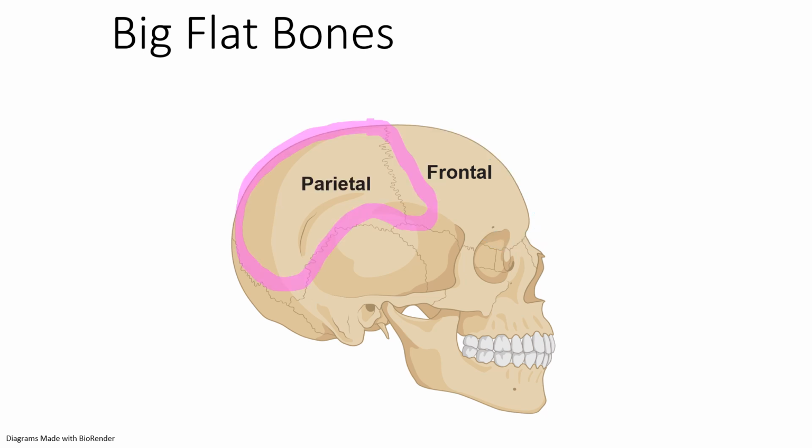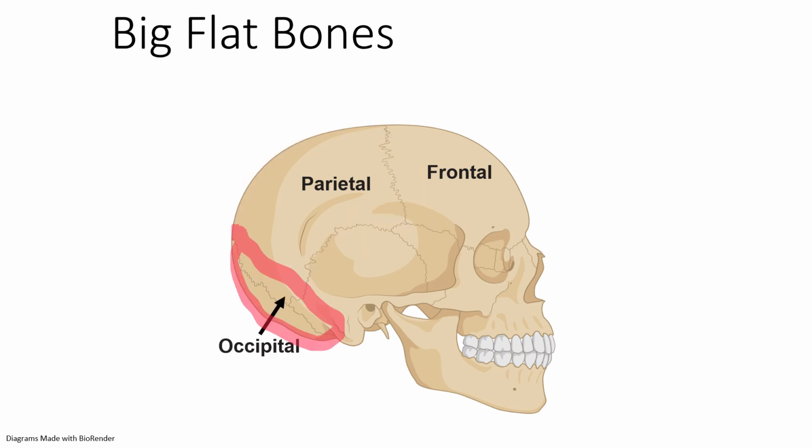The parietal bones cover the top of the brain. You can only see the right parietal bone in this view, but there is a left and a right, and they're sutured together on the midline. At the posterior of the skull is the occipital bone. It is not only at the back, but it's also underneath the skull too.